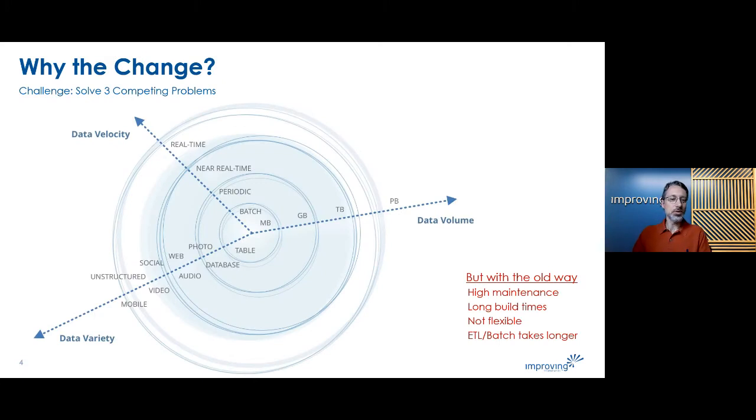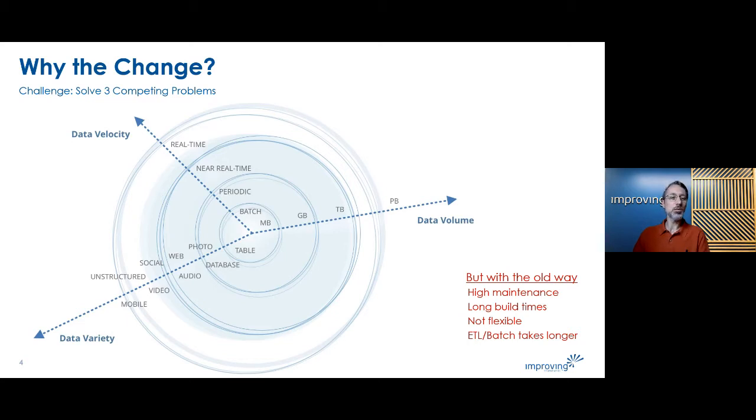In addition, the reason behind the change is that there's a challenge. There are 3 competing problems that almost every organization is facing. Data is exploding along 3 different axes. It is coming in faster. There's more variety. We have a lot of mix between structured and unstructured data, like video and audio. And of course, there's a lot more data volume. So each of these things has expanded and is continuing to expand. I like to think of it like the Big Bang, where things are still accelerating and it's still expanding outward.